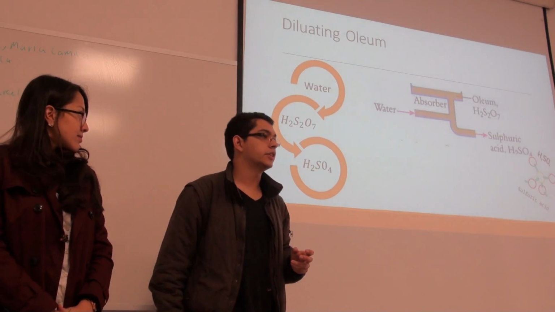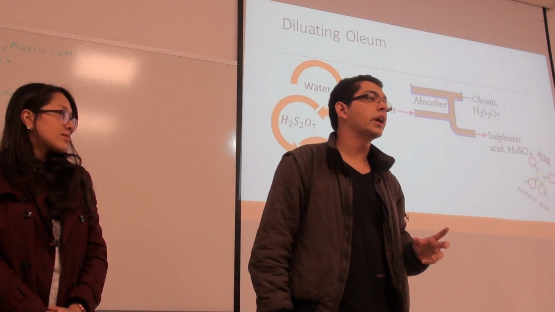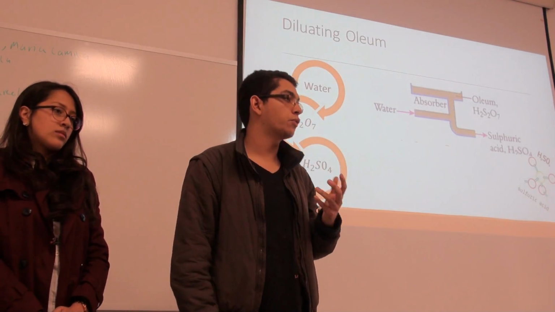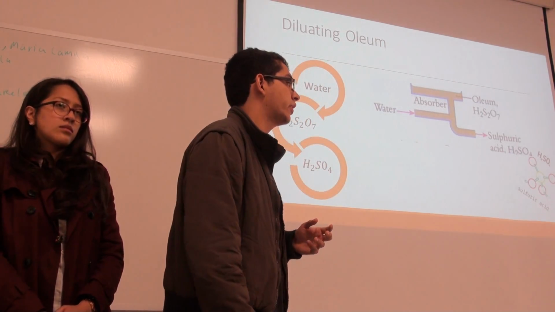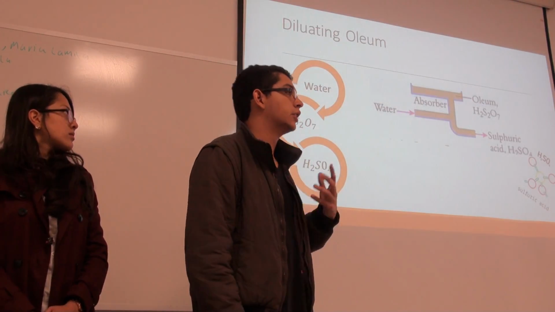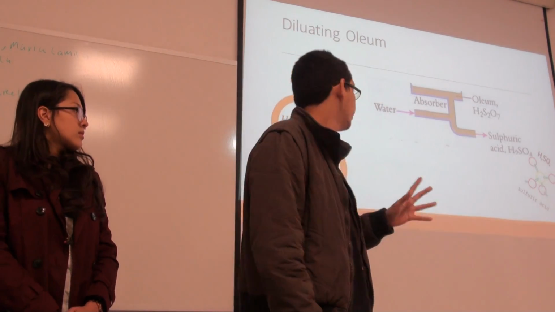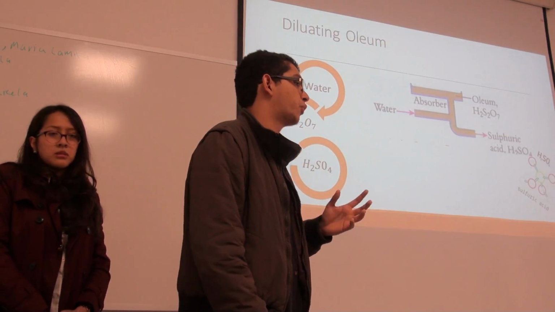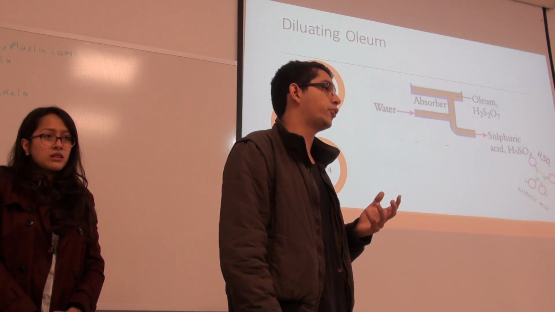The last step is diluting the oleum. We can dilute the oleum using a calculated amount of water to obtain sulfuric acid in a desired strength. So we can also control this step, the step of dilution, to adapt the process to form fuming sulfuric acid.